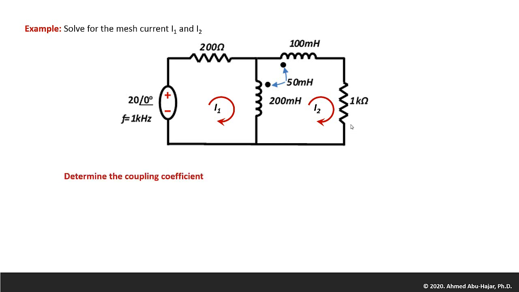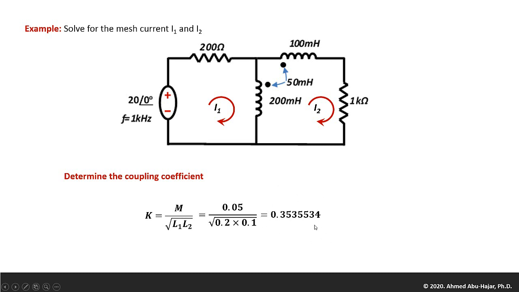The first thing you need to know when you have a circuit like this is to determine the coupling coefficient, where the coupling coefficient is basically given as M, that's the mutual coupling, over the square root of L1 and L2. And by plugging in the numbers, this mutual coupling is 50 milli, so it's going to be 0.05 divided by the square root of L1, which is 200 milli or 0.2, times L2, which is 100 milli or 0.1. When you do that, you get 0.3535534, and the coupling coefficient is unitless.